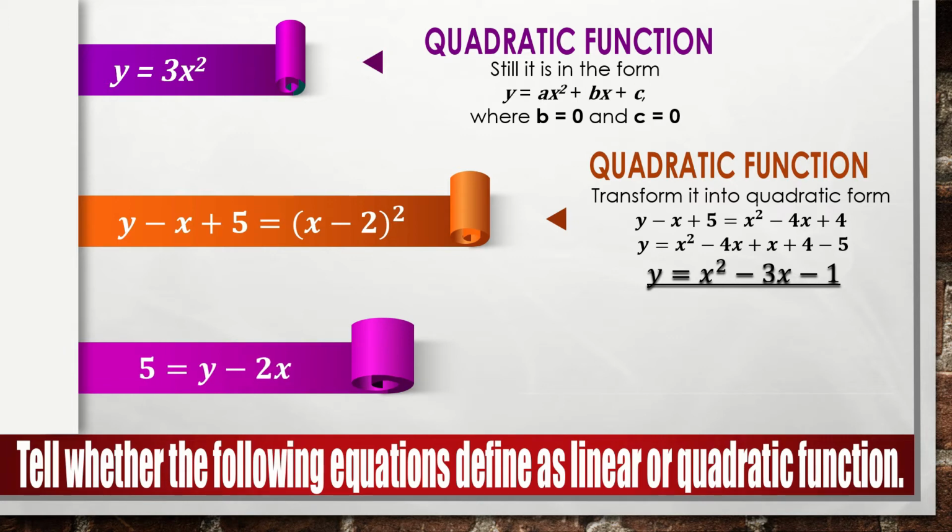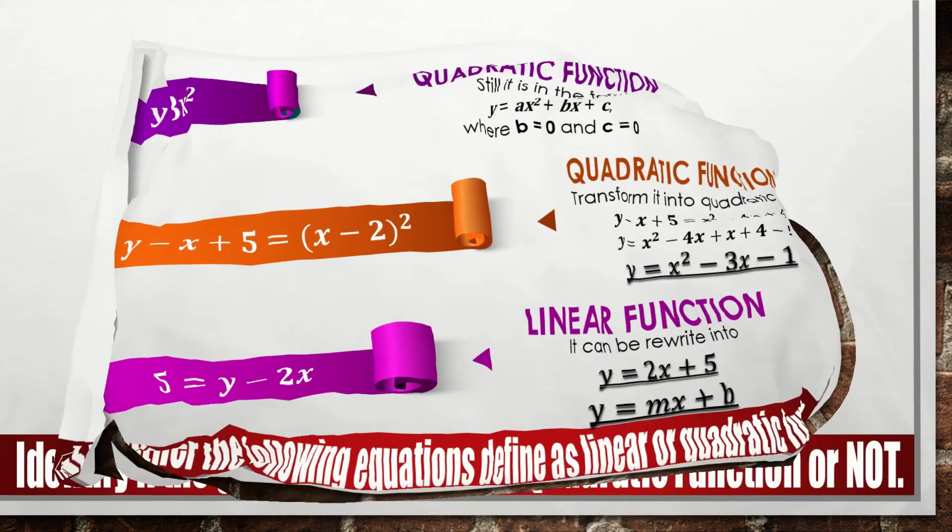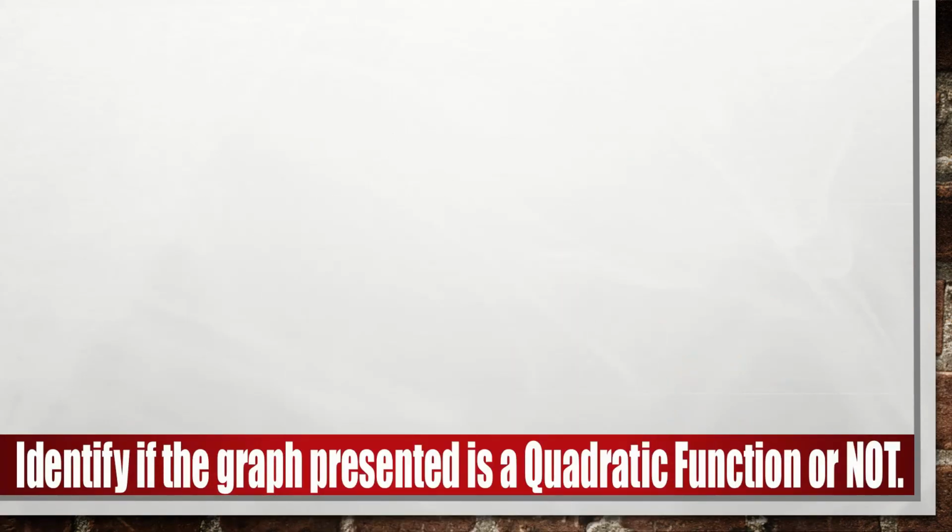Last one, 5 is equal to y minus 2x. Yes, it is not a quadratic function but a linear function. So y, you can rewrite it into y is equal to 2x plus 5. This one satisfies the condition of a linear function, which is y should be equal to mx plus b. So this time, let us move on with the graph.